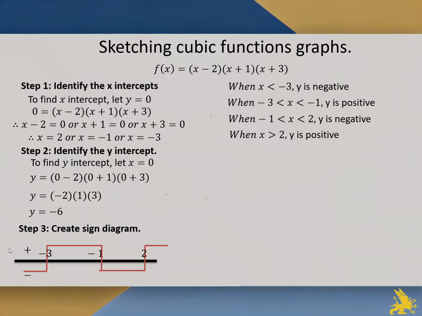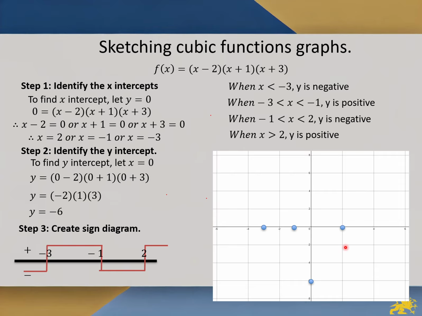Okay, so now all I'm going to do is put all my points that I know onto the Cartesian plane. So I've got my x-intercepts at 2, -1 and -3, and I've got my y value of -6. So when I put my graph on, I'm starting in the negative. When it gets to -3, it goes positive. Then it goes back down to my intercept at -1, and then it's going into the negatives and back into the positive when it gets to 2.